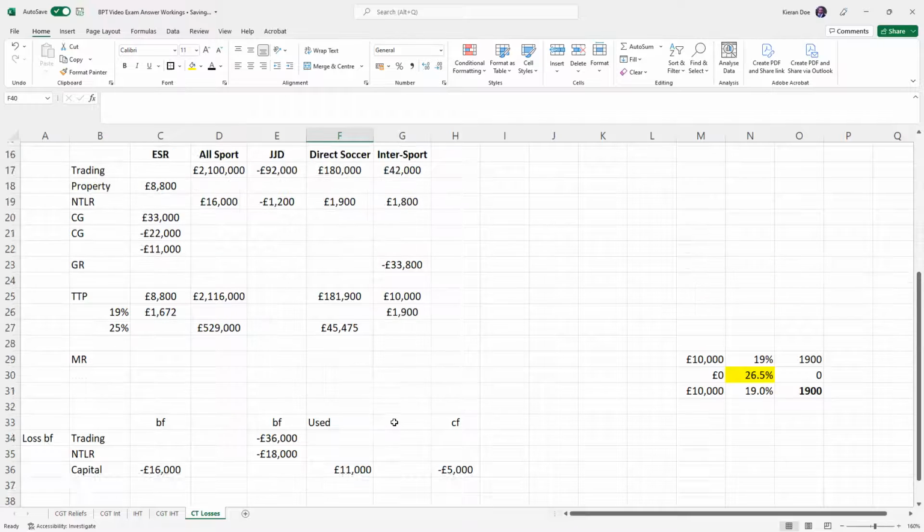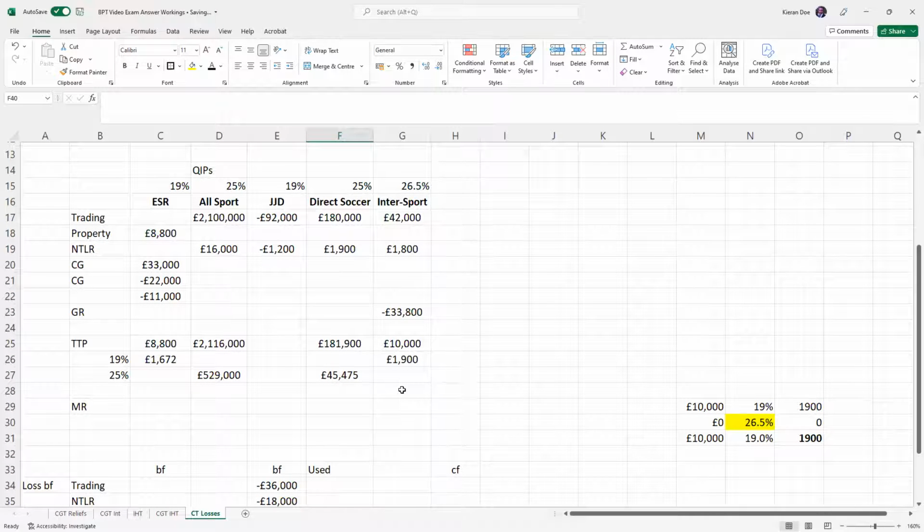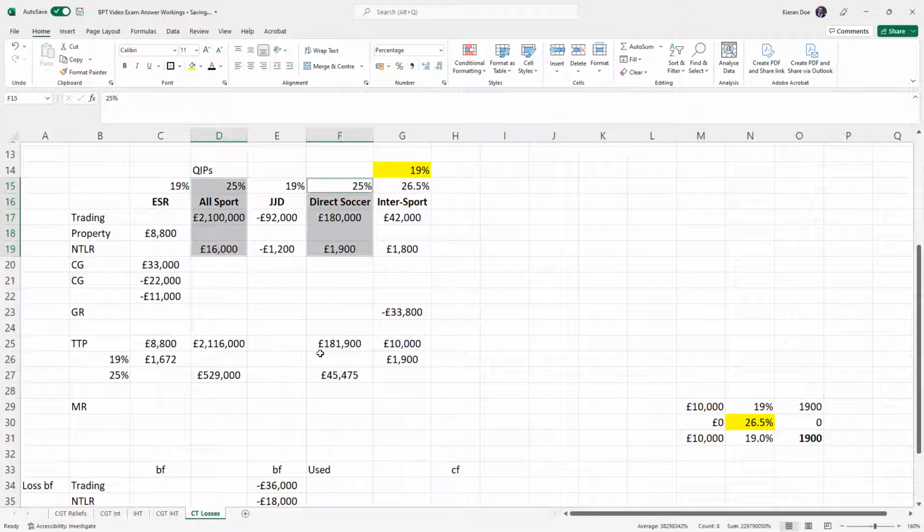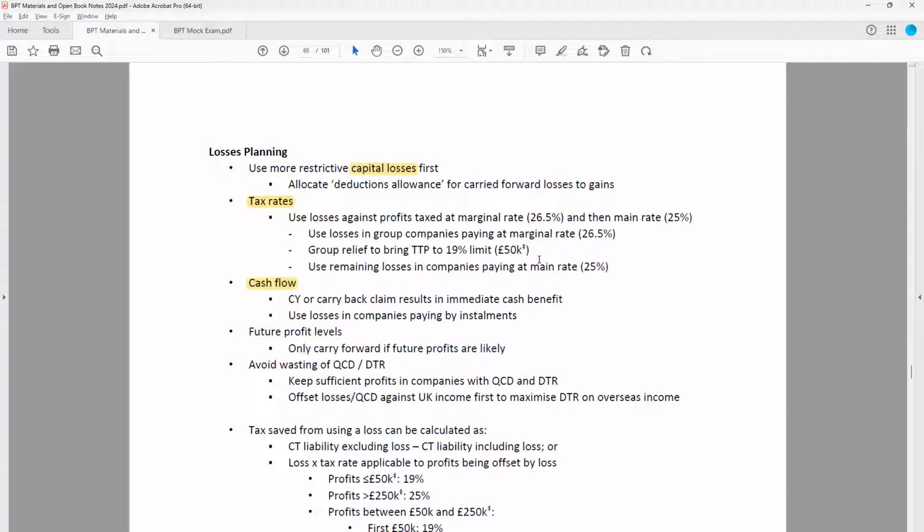So we can think, where would we then surrender the rest to? So this has been now brought down. So this is now being brought down to a 19% company. So we wouldn't want to use it here. We wouldn't want to use it here against this small amount. These small amounts, they're taxed at 19%. It's JD's loss. So therefore it's either All Sport or Direct Soccer. They're both paying at 25%. So from a purely tax saving point of view, it doesn't matter.